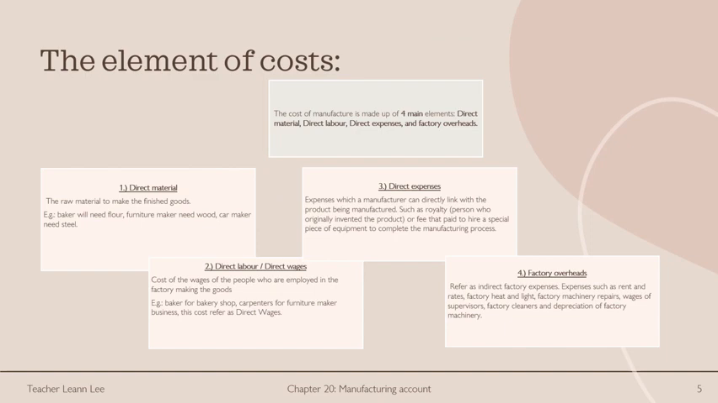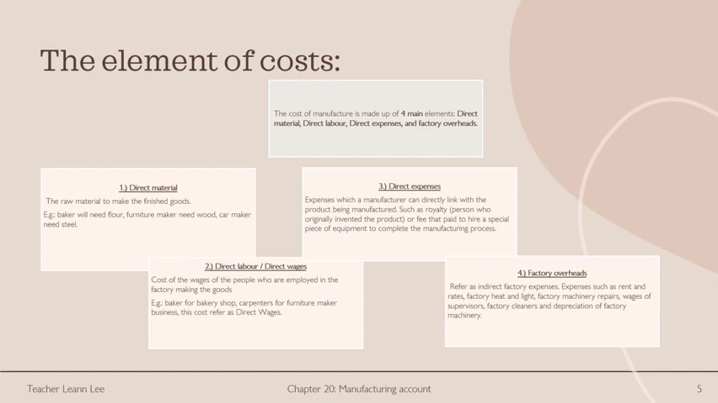Before we go into the manufacturing account, first we need to understand the elements of cost. What are the different types of costs involved in the manufacturing process? The cost of manufacture is made up of four main elements. The first one is direct material, then direct labor, direct expenses, and the last one, factory overheads.